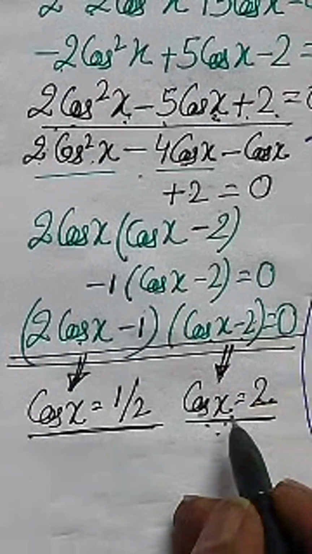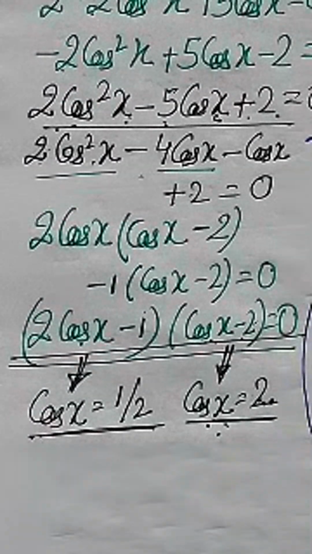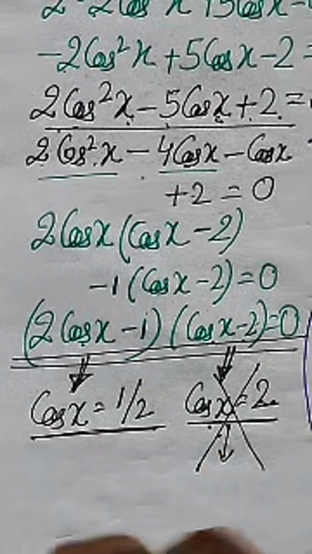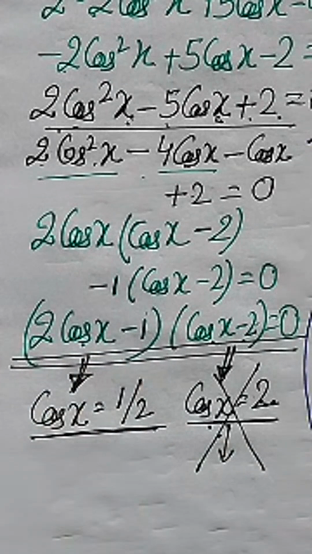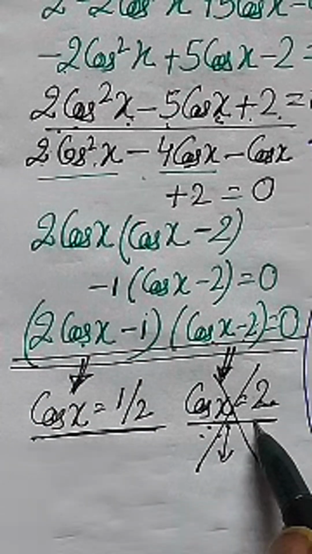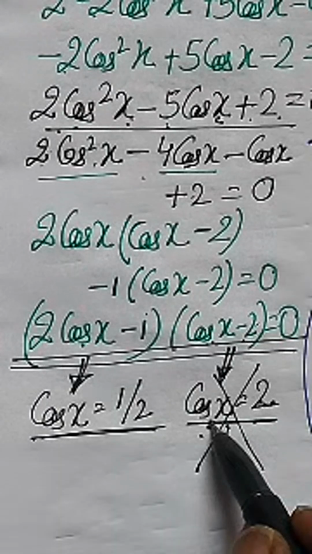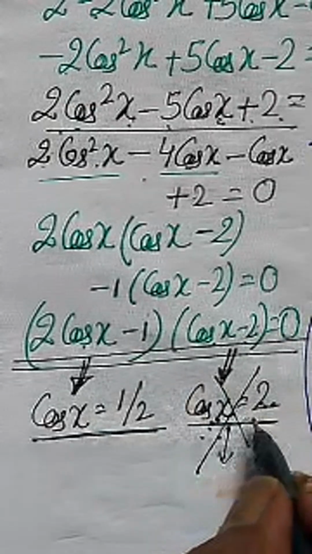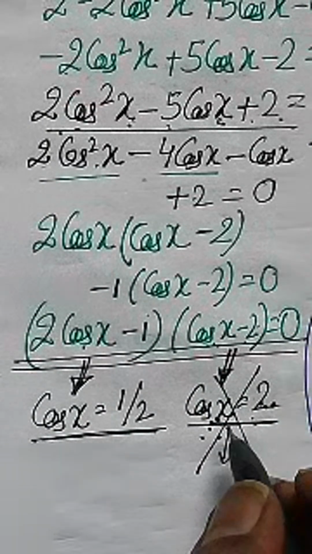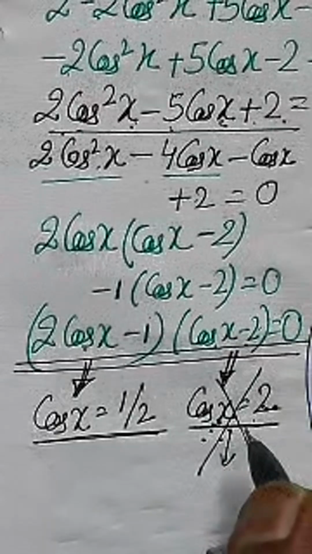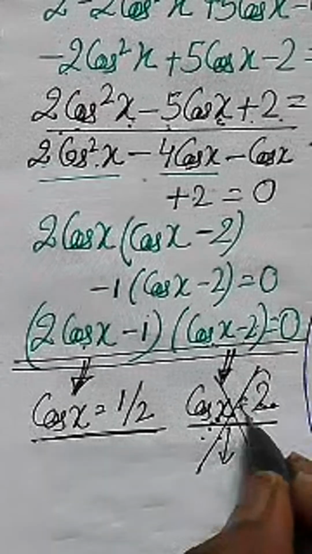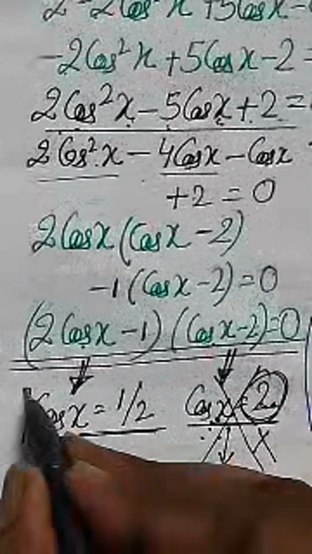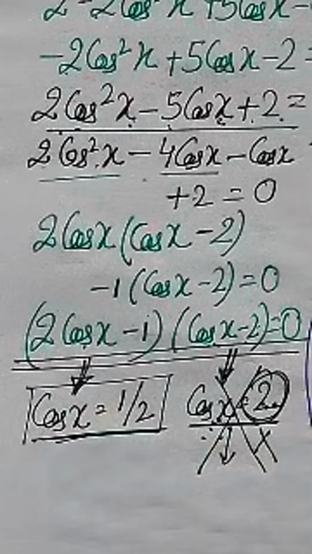So here I am saying that cos x equal to 2 is not admissible. Why? Because the value of cos x always lies between minus 1 and plus 1, right? It can be minus 1 and plus 1 maximum, so it will not go to 2. So this is not admissible. That's why we will take only cos x equal to 1 by 2.